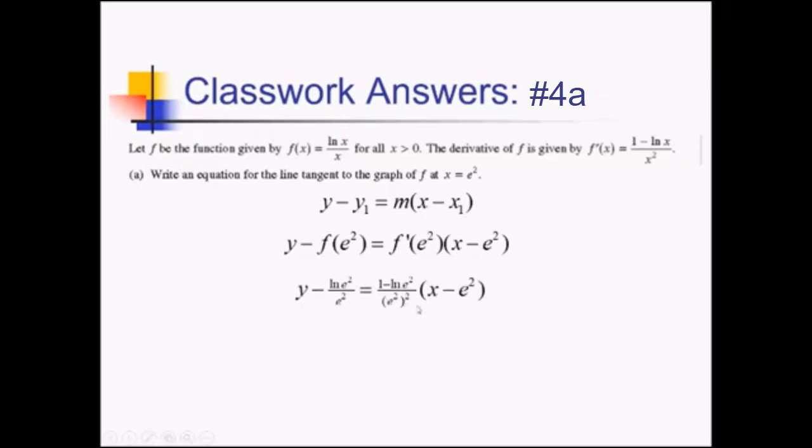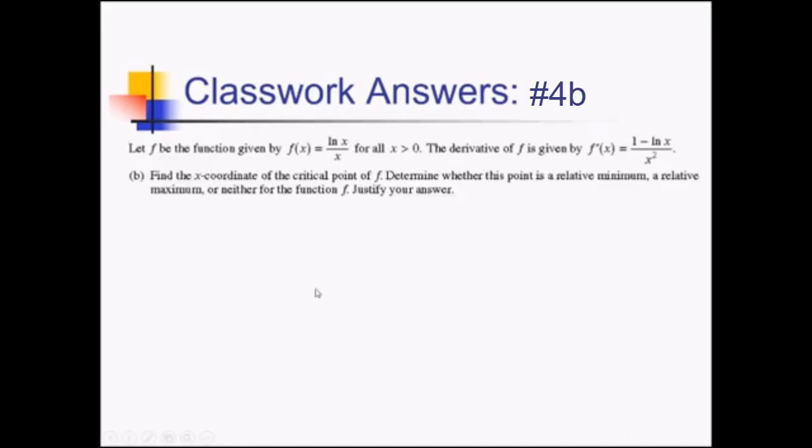You could actually leave your answer in this form and it would be acceptable to a grader, but if you felt the compulsion to simplify it, I just kind of twitch when I see ln of something with an e in there. You can simplify this first thing to y minus 2 over e squared. And then over here, let's see, ln of e squared is 2, so 1 minus 2 is negative 1 over e to the 4th. And we still have x minus e squared. Doesn't get any simpler than that.